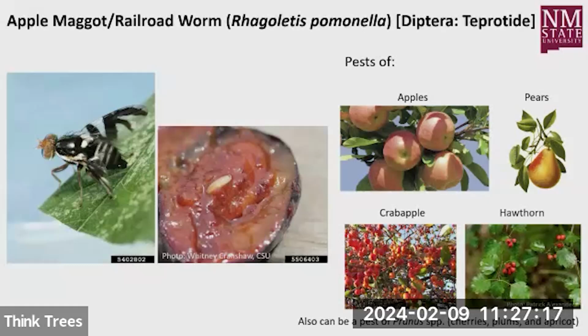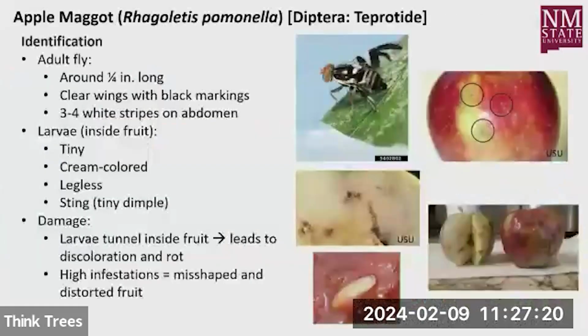Next one, the apple maggot, also called railroad worm. These are pests of apples, pears, crabapple, hawthorn. They are kind of small-ish, they don't ever get bigger than a quarter of an inch long. They have these striped wings, clear wings with black markings on them, and then they have 3 to 4 white stripes on their abdomen. The larvae, you don't see them because they're inside the fruit, but they're tiny, cream colored, legless. But the thing that you'll notice is the stings or dimples on the fruit.